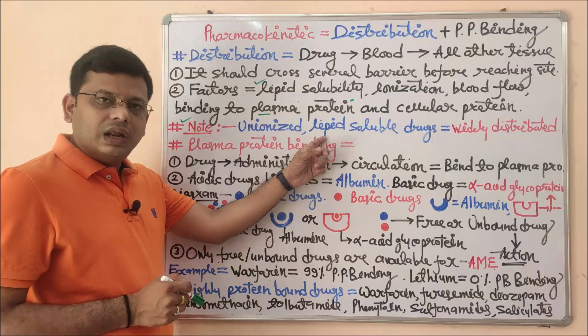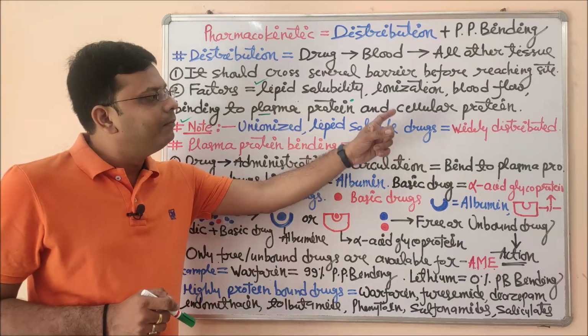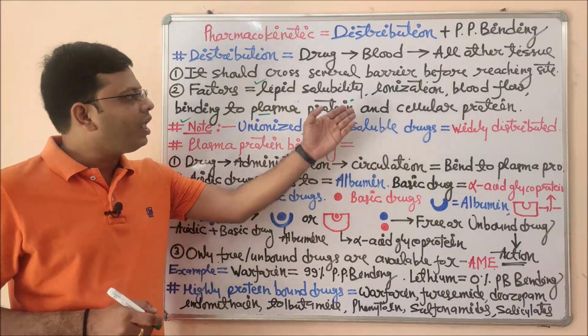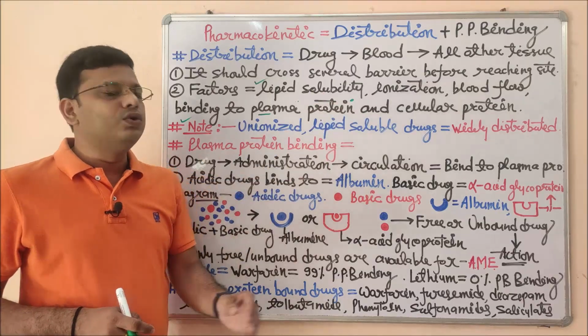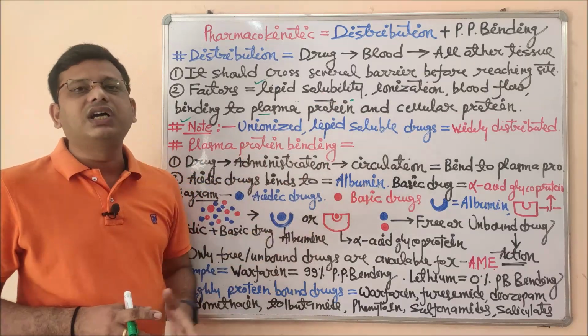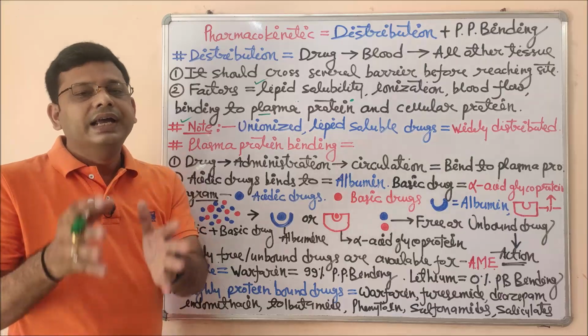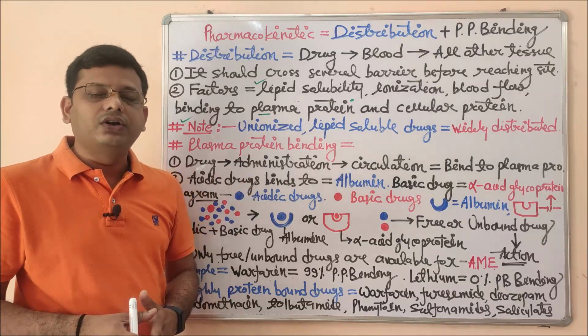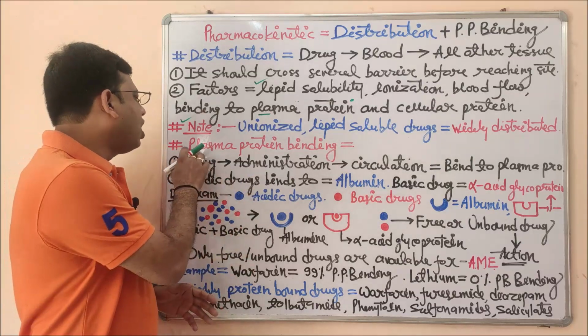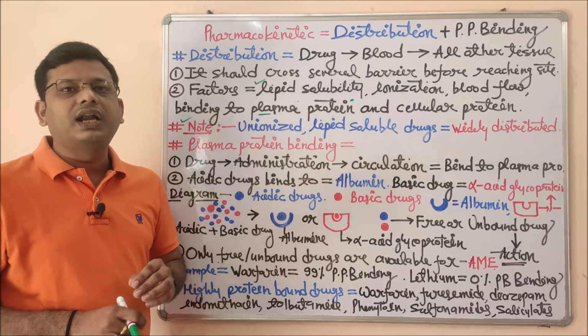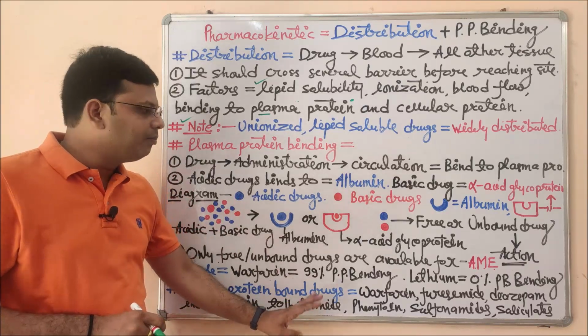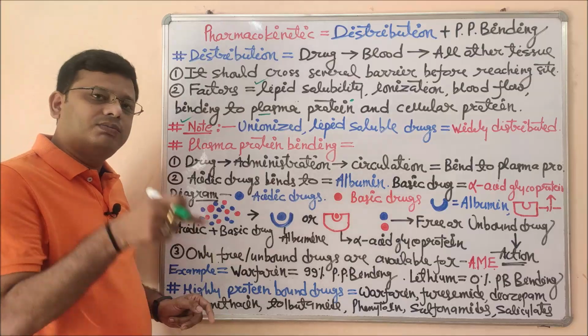Unionized lipid soluble drugs have a wide distribution rate. As I have explained in the point, only those drugs which are unionized or highly lipid soluble can distribute throughout the body in a good manner, widely. So now we have to understand the basic terms regarding plasma protein binding, and the remaining part will be continued in the next whiteboard section of the same video.